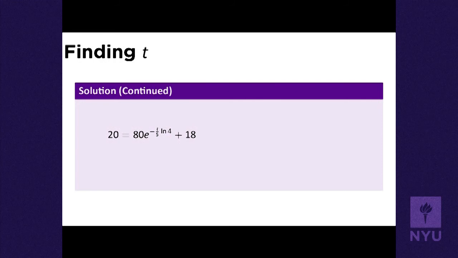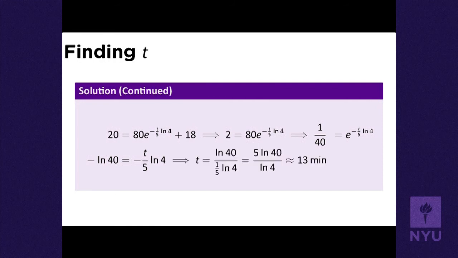20 equals 80 e to the minus t over 5 natural log of 4 plus 18. Subtract the 18, we'll get 2 equals 80 e to the minus t over 5 natural log of 4. Divide by 80, and we'll get 1/40 equals e to the minus t over 5 times the natural log of 4. Take the natural log, we'll have negative natural log of 40 equals negative t over 5 natural log of 4. And so t is the natural log of 40 divided by 1/5 natural log of 4.